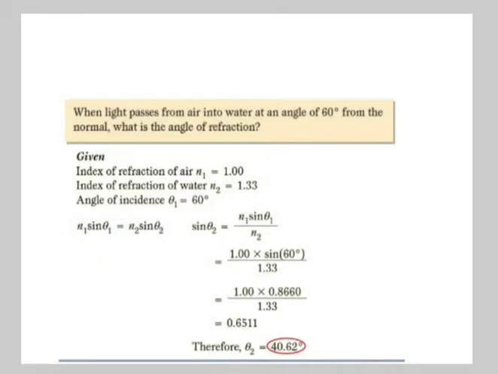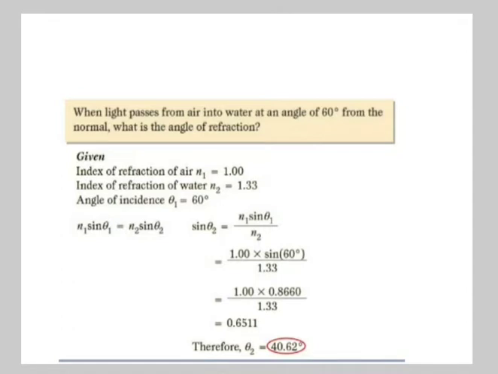So the change in direction is the result of a change in speed, and the change in speed is a result of the optical density of the material. That is, the index of refraction is calculated by dividing the speed of light in a vacuum by the speed in the material.